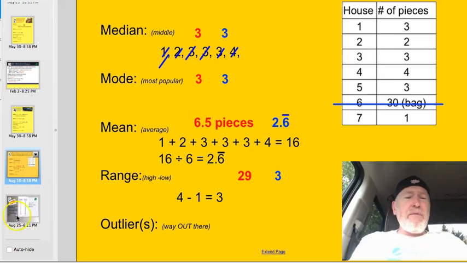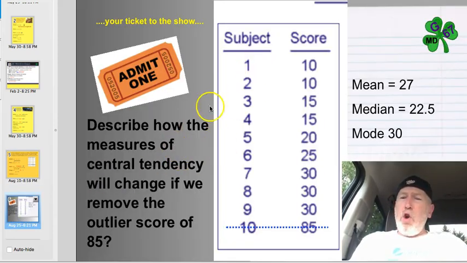All right, time for you to try one more example on your ticket to the show. Remember last night we looked at these? Well, describe how the measures of central tendency will change if we remove the outlier score of 85. So get rid of student number 10 here. Now you're going to have 9 values. Here were the answers from last night. The mean was 27, the median was 22.5, and the mode was 30. Now, before you calculate it, I want you to predict what's going to happen to the mean with this value deleted. What's going to happen to the median, do you think? What do you think will happen to the mode? Go ahead and make those predictions. That's really the guts of this lesson. And then see if you can figure it out, see if you're right.